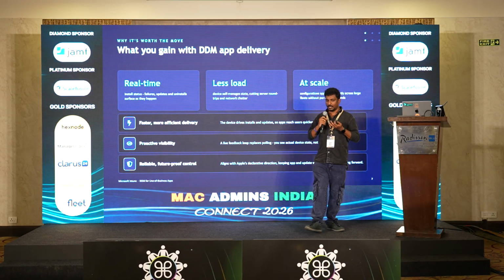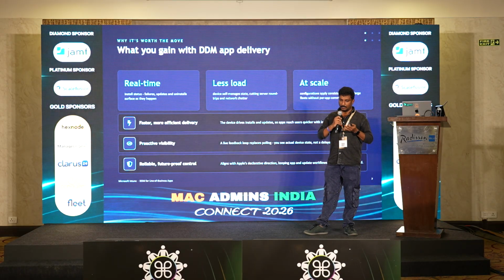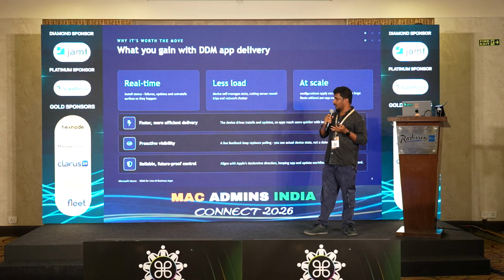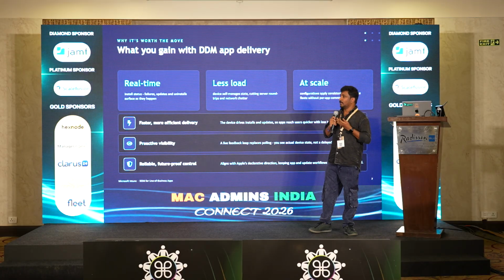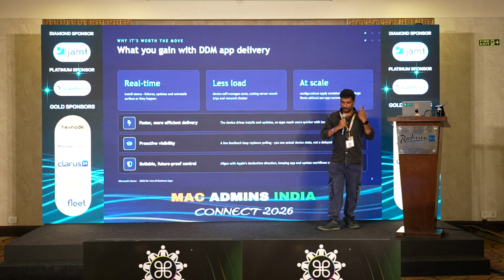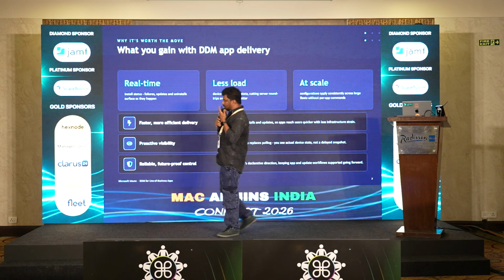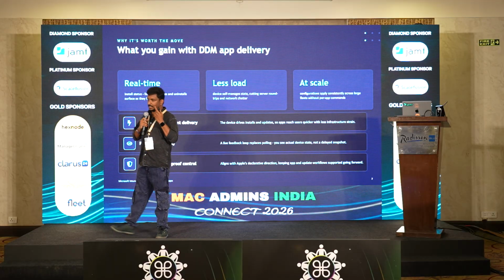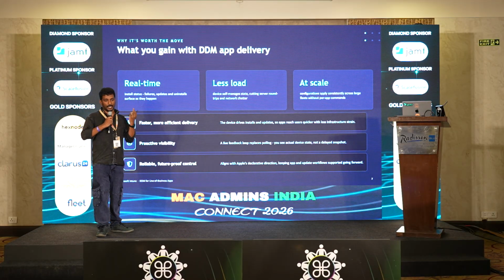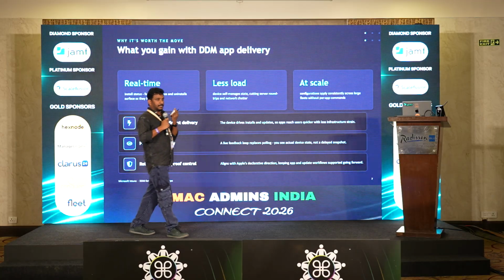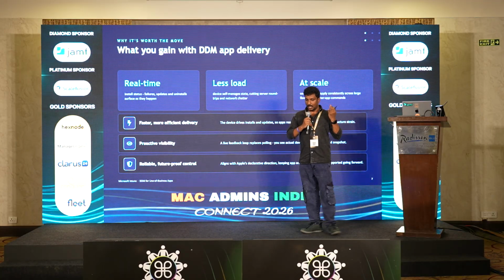Again, this is one of the other app delivery flows. DDM works in real time and it will have less server load, and at scale, that is the main concentration of this DDM approach. We are not talking about one or two applications. We can think about 1,000 or 2,000, even lakhs of applications across a fleet. So at scale, it works as fast as possible with respect to app delivery.